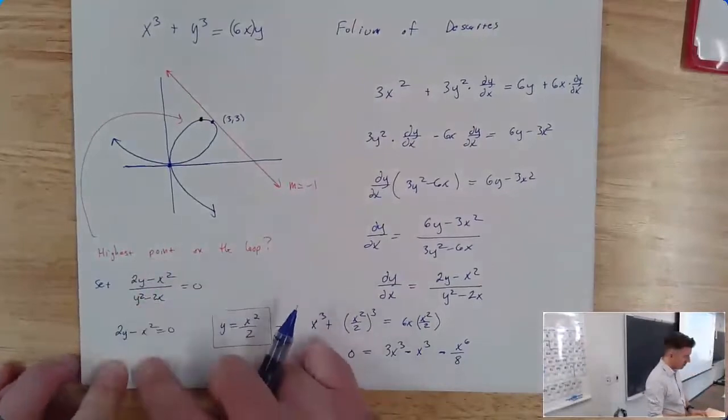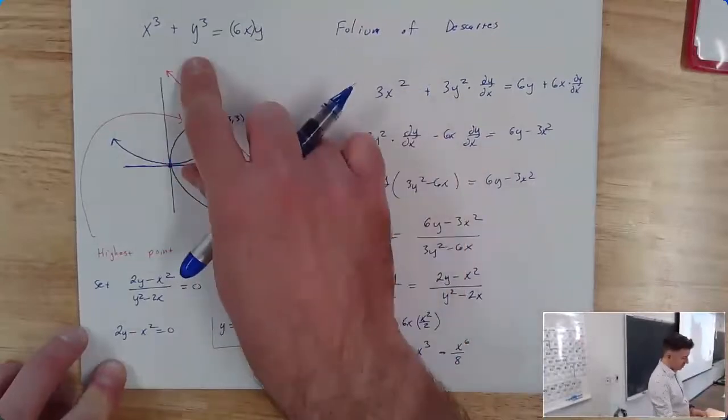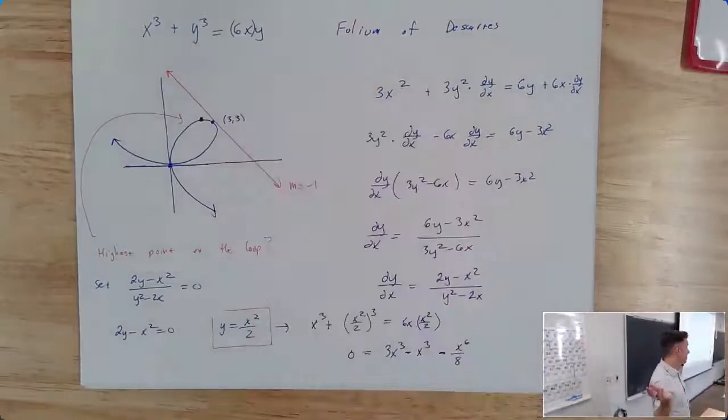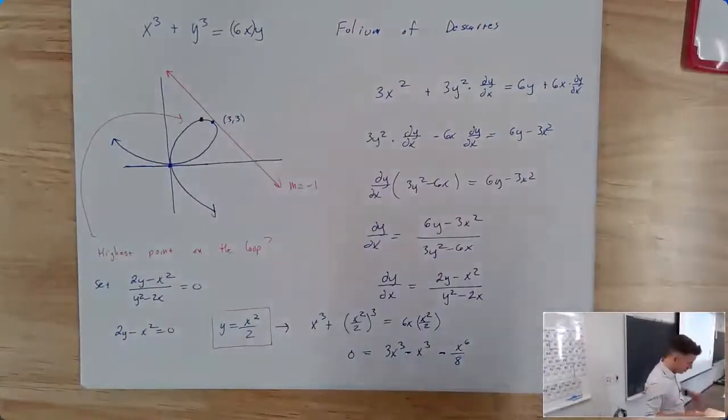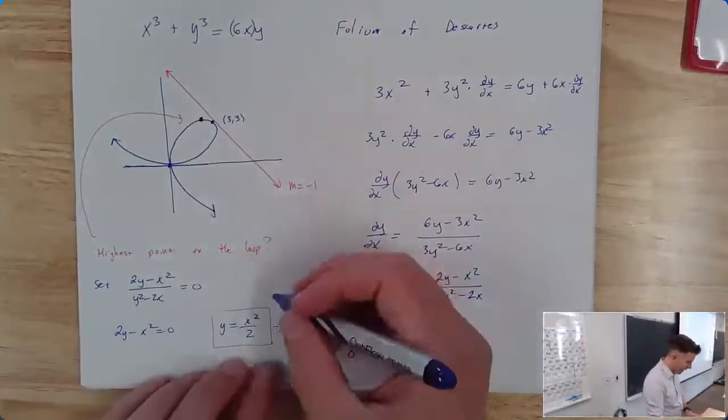But (2, 2) is not a point that's on this curve. If you plug in 2 here and 2 here and 2 here and 2 here, you get 8 plus 8 equals 6 times 2 times 2, which isn't true. So what we're doing with this equation is we're isolating y and then we're plugging that back in to the equation for y.